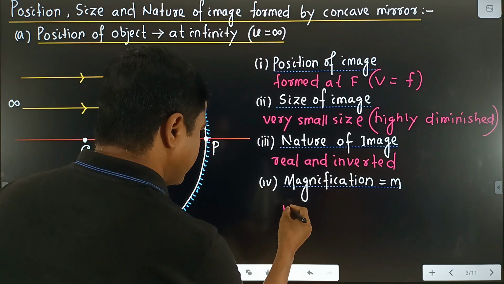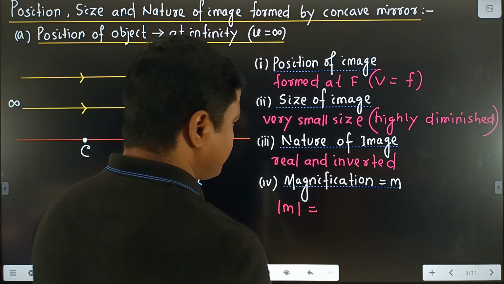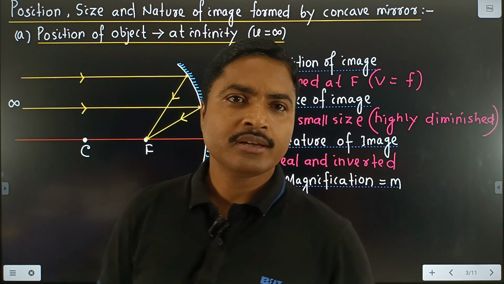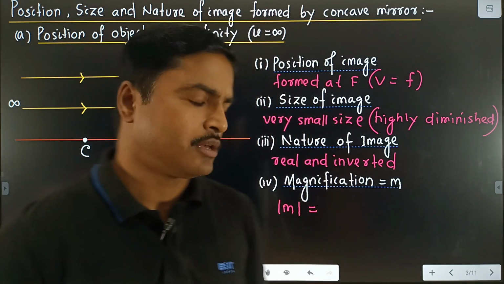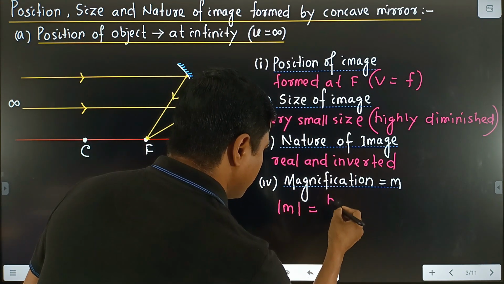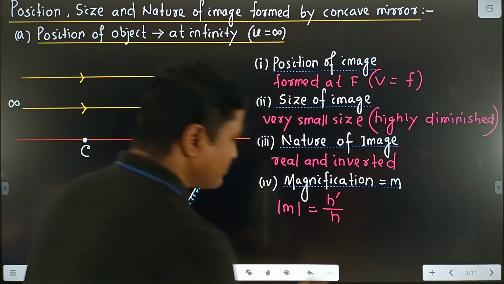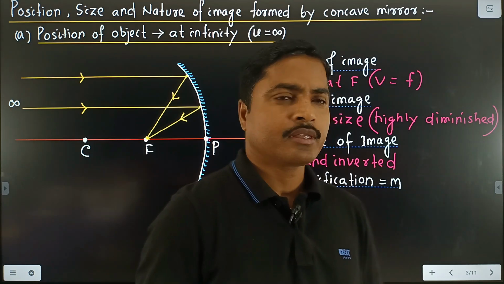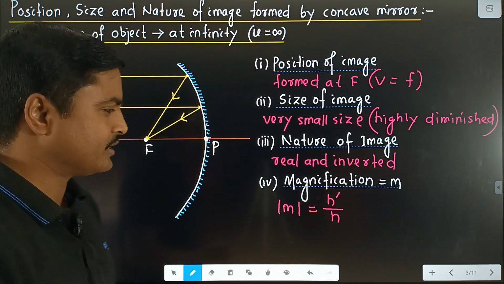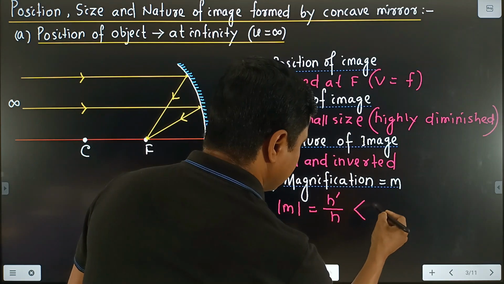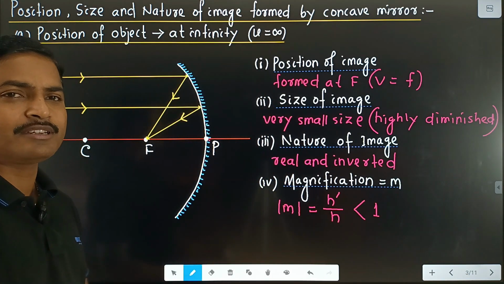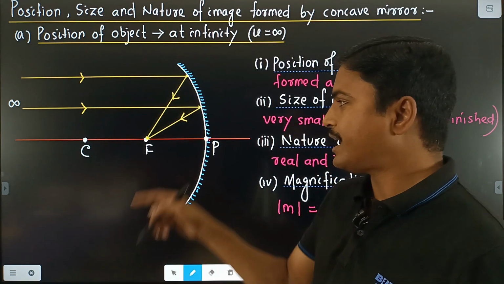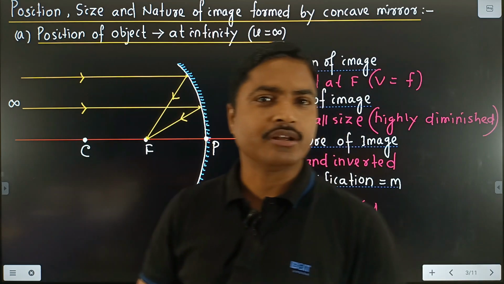Then what is the magnification? We write the magnitude of the magnification is equal to, magnification means the comparison between the size of the image and the size of the object, and for the size of the image or height of the image we write h prime, and for the height of the object we write h, and here the size of the image is very small. That means a small quantity divided by a large quantity. So the magnification in this case is less than 1. Clear? That means finally we get, if the object is situated at infinity, the image is formed at focus in case of a concave mirror.